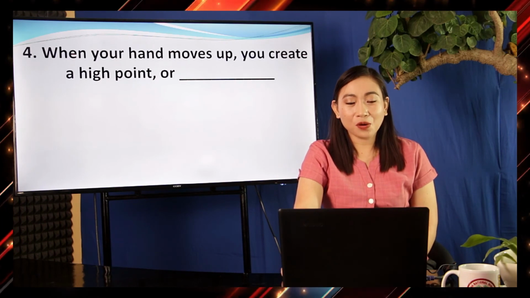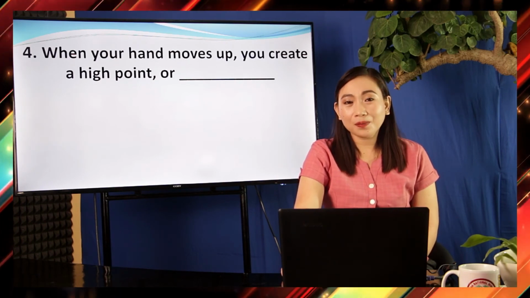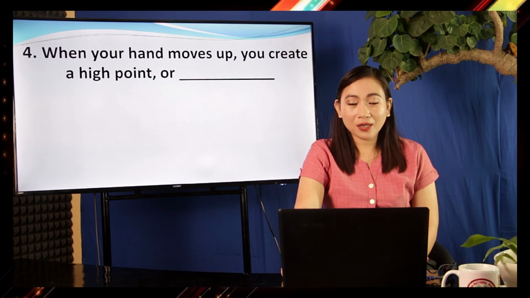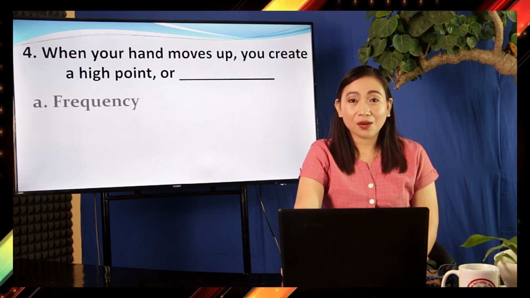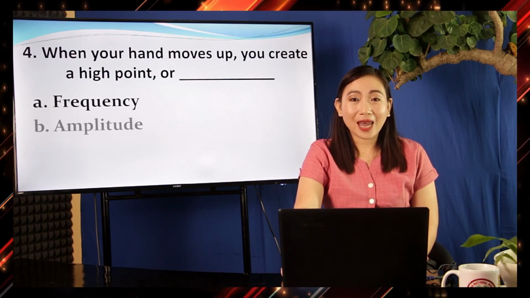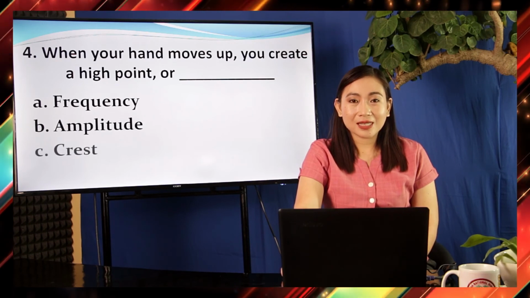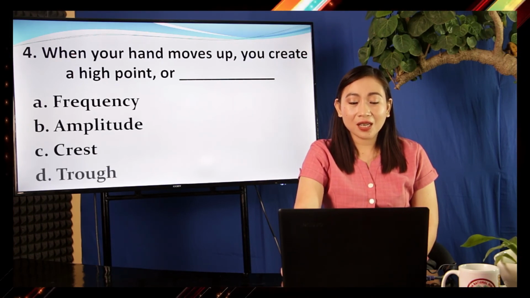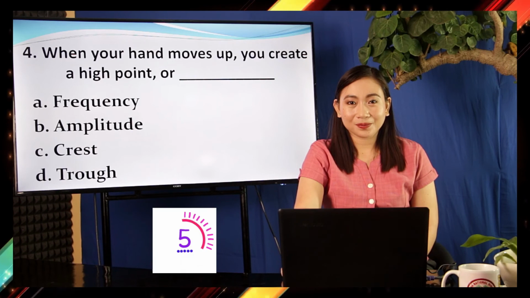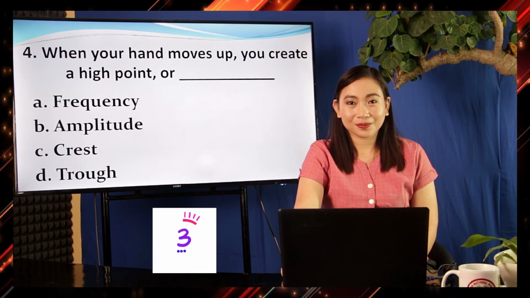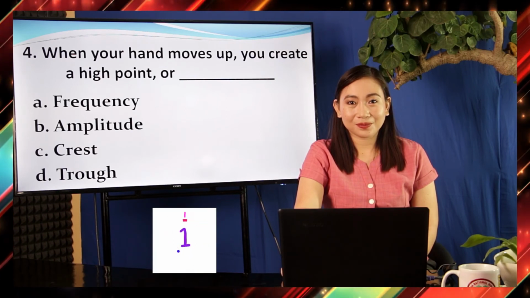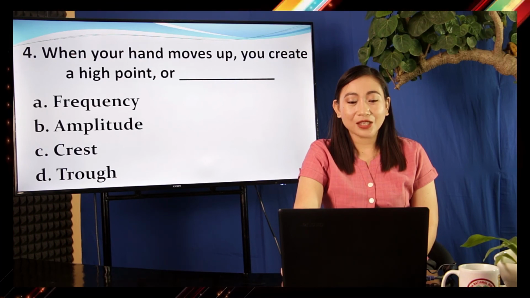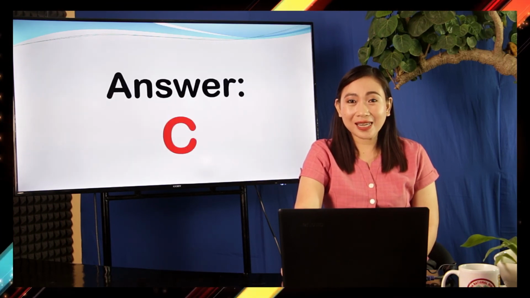For question number 4, when your hand moves up, you create a high point or blank. A. Frequency. B. Amplitude. C. Crest. Or letter D. Trough. The correct answer is letter C.